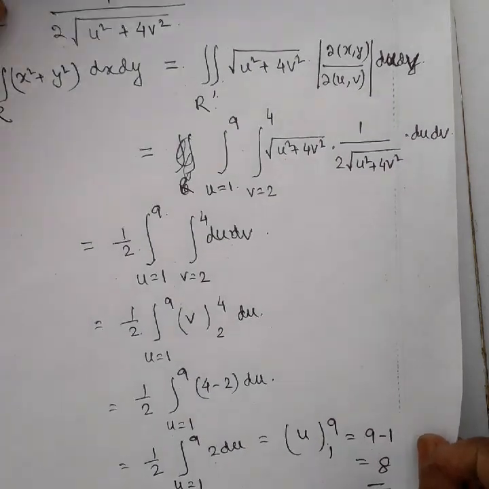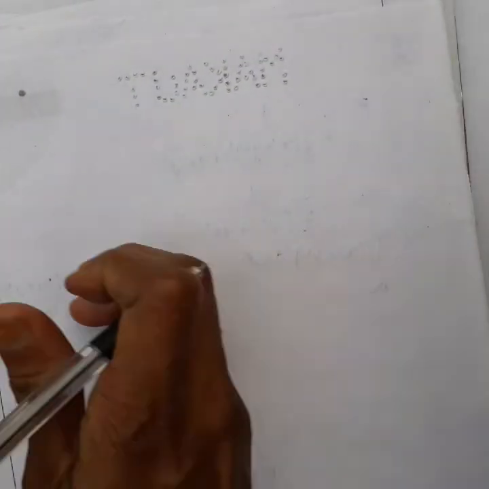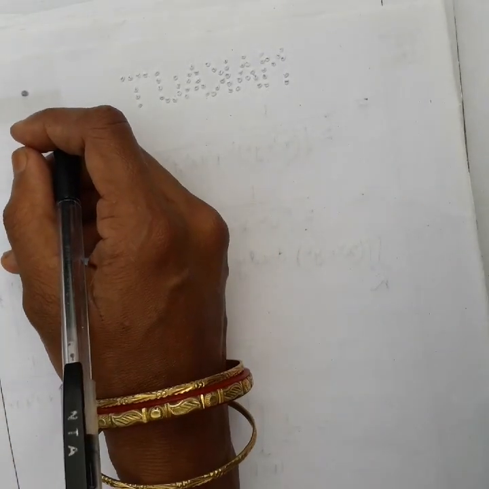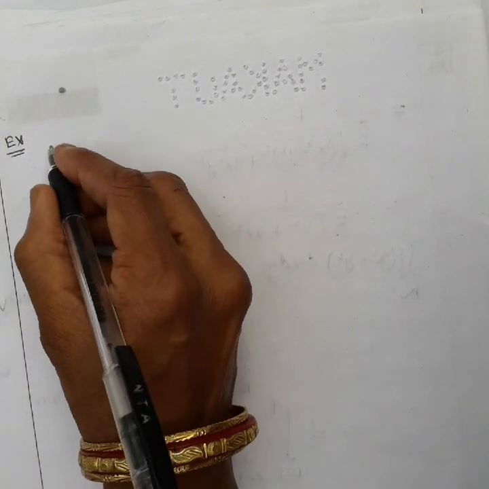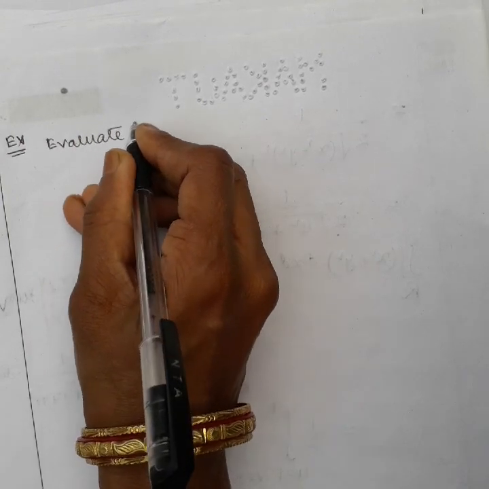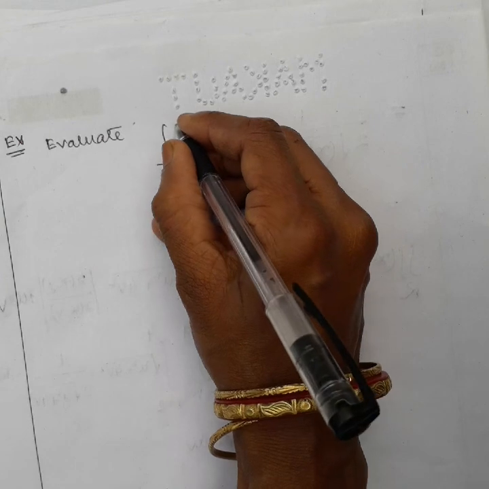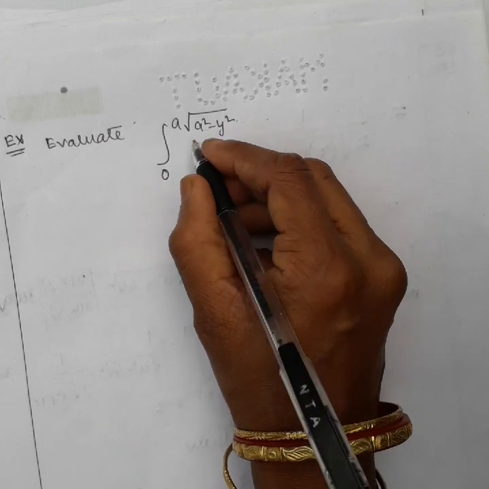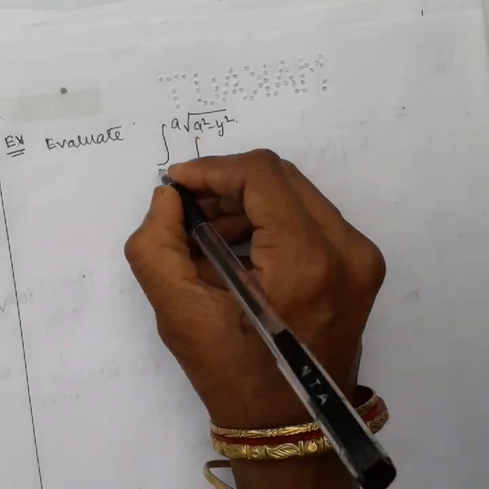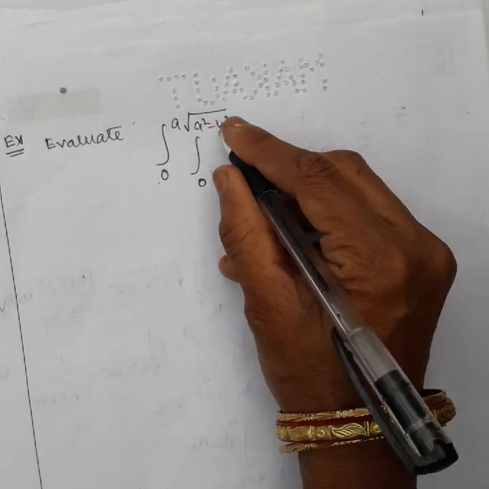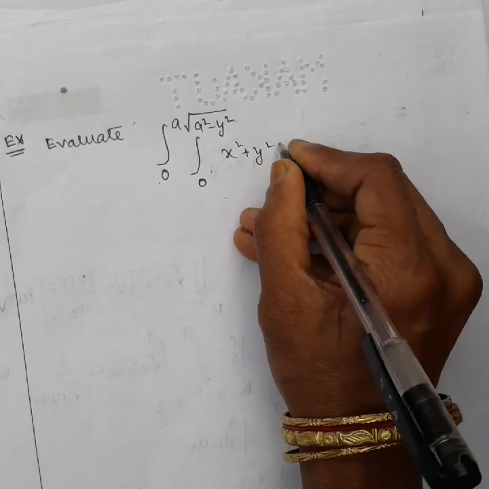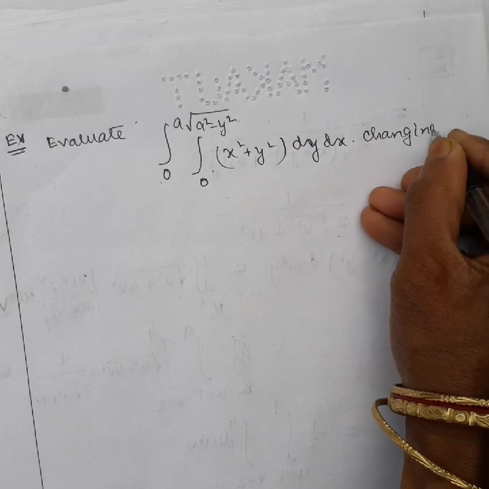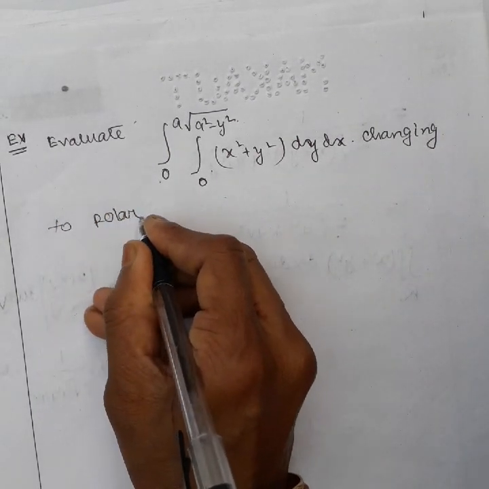Okay, now we illustrate another example. Evaluate the integration 0 to a, and integration 0 to root over of a square minus y square, x square plus y square dy dx, changing to polar coordinate.